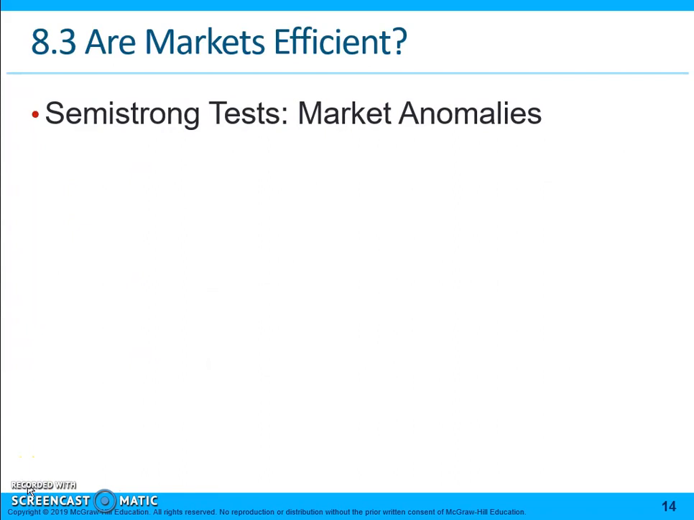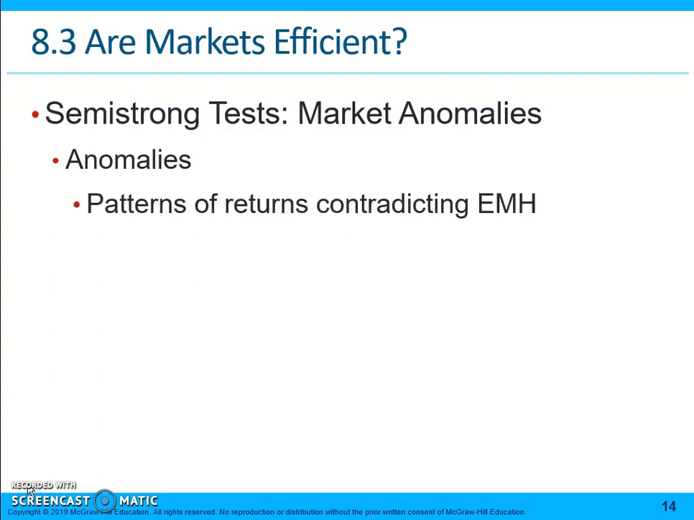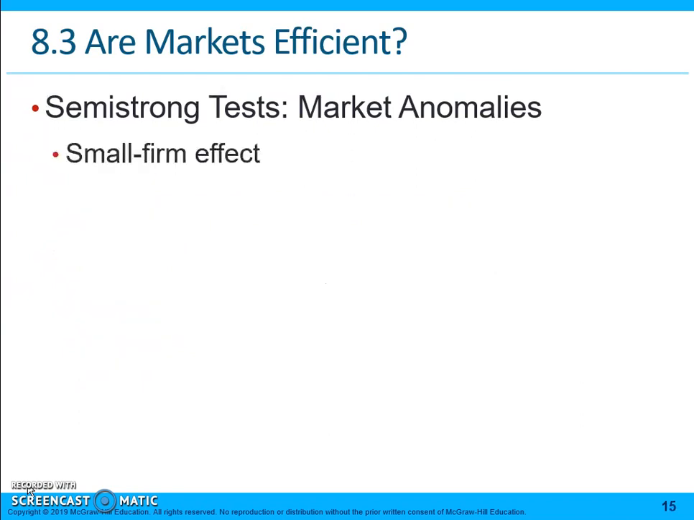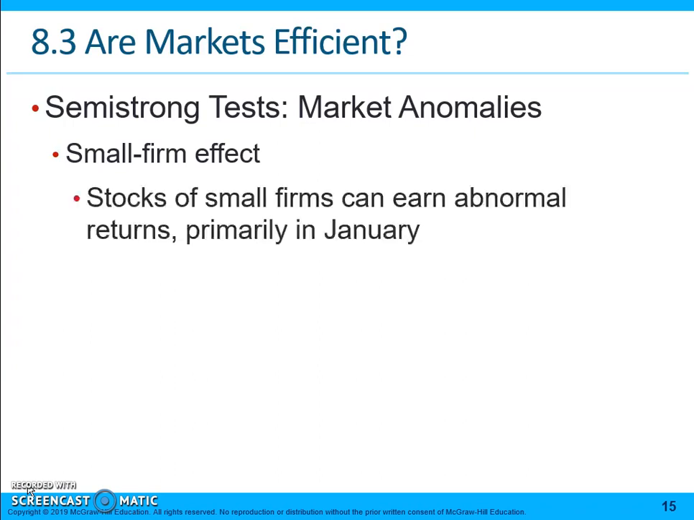Okay, semi-strong form tests look at market anomalies. Anomalies are patterns of returns that contradict the efficient market hypothesis. One would be the PE effect, the idea being that low PE stocks exhibit higher adjusted returns than high PE stocks. Another is the small firm effect. The stocks of small firms can earn abnormal returns. This primarily occurs in January.